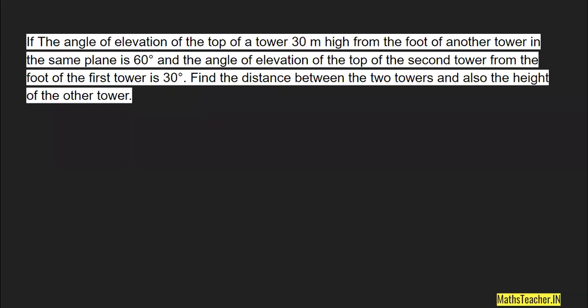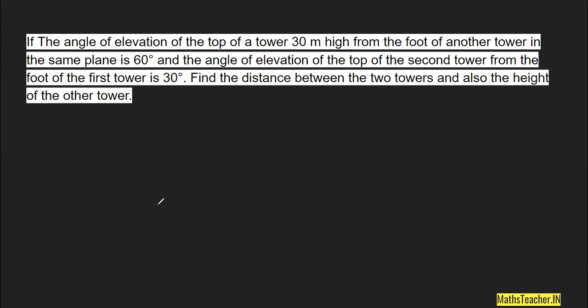Hello everyone. So here we are having a question from heights and distances, or you could say some applications of trigonometry. So let's read it. If the angle of elevation of the top of the tower 30-meter high from the foot of another tower in the same plane is 60 degree. So I hope it is clear that there are basically two towers. One is longer and another one is shorter.